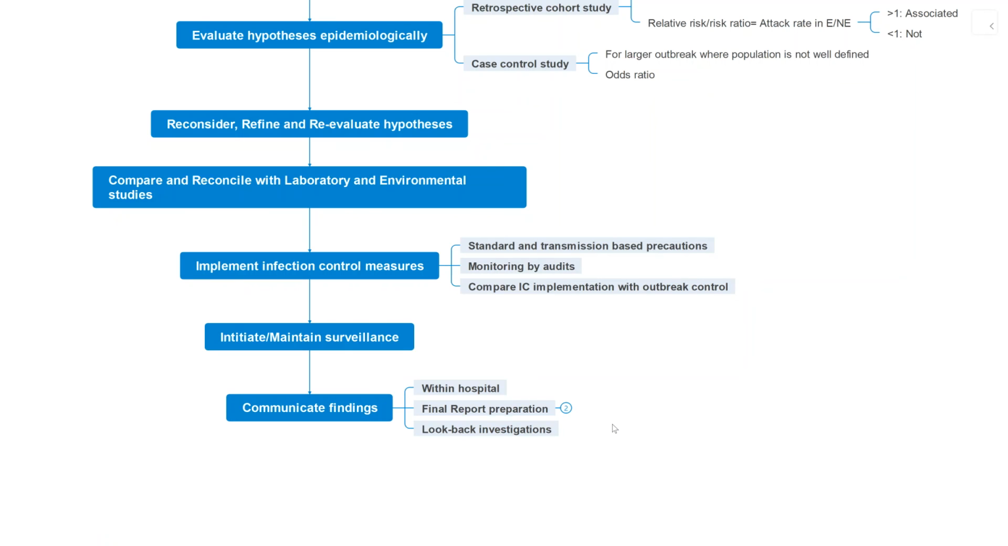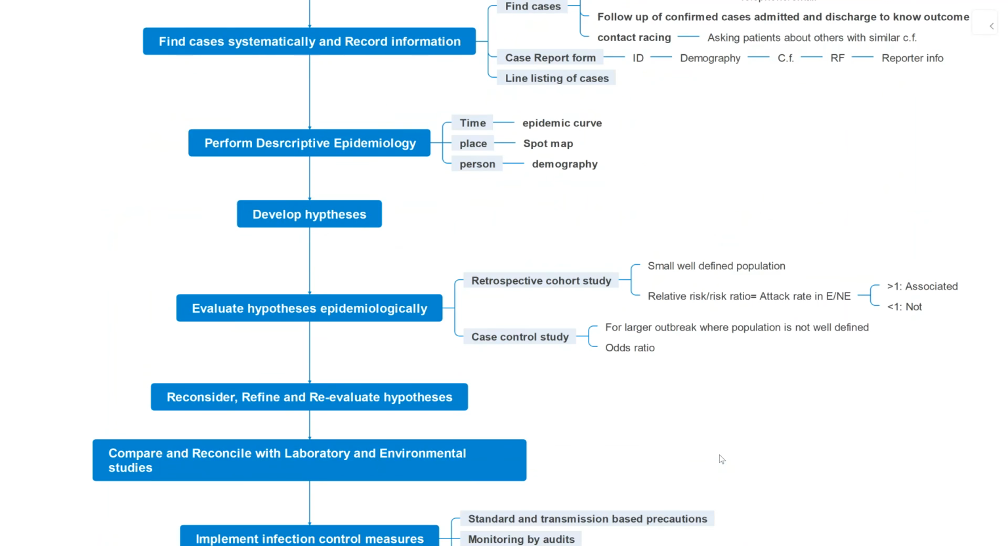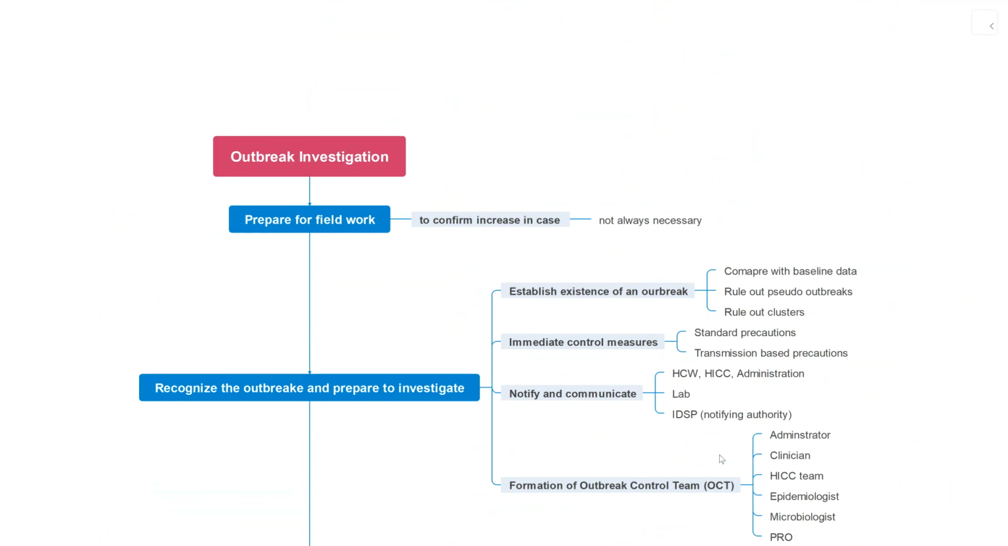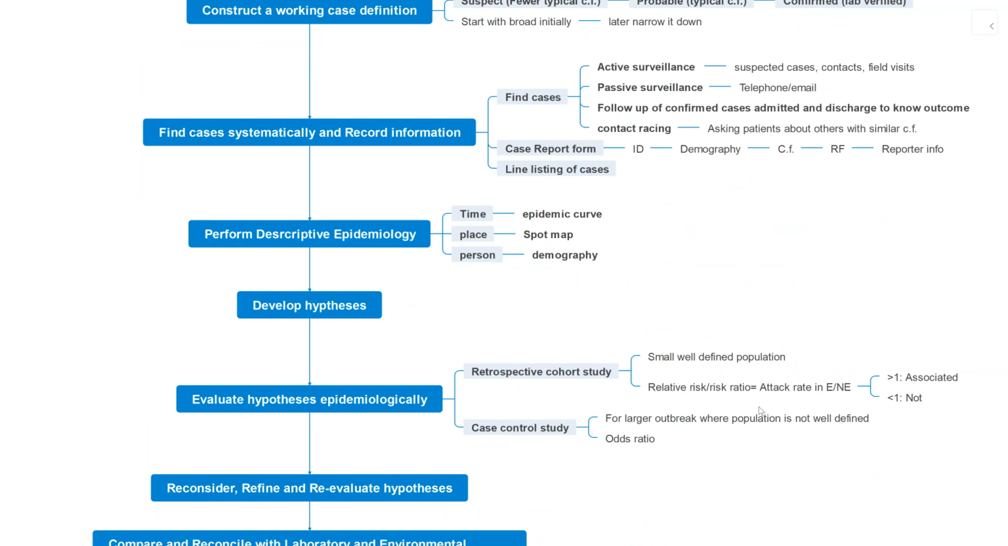You have to communicate all the findings within the hospital, and you have to prepare a final report for oral briefing for local authorities, as well as submit a written report, and you can also go for look back investigations. So if a question in the exam is asked about outbreak investigation and management, or the role of microbiology or infectious disease consultant in outbreak investigation, this much I think you should write in the exam. I hope this is very self-explanatory. I have just given you an outline so that you can remember it easily.